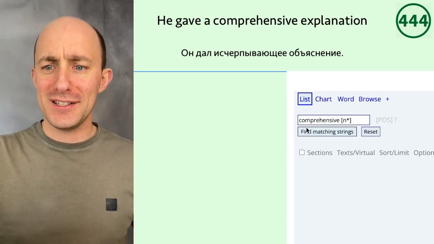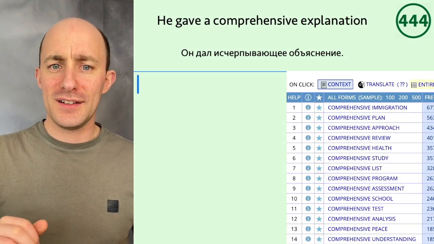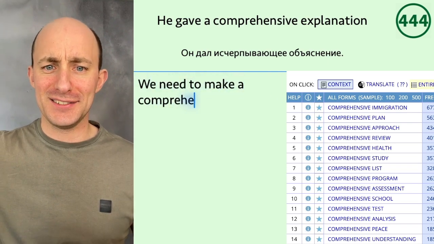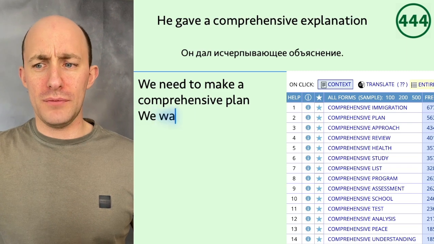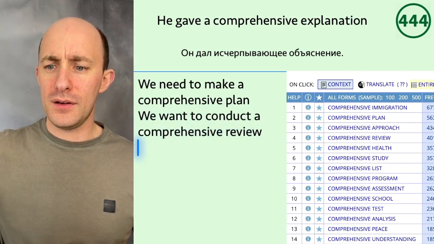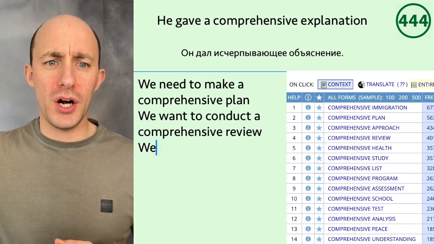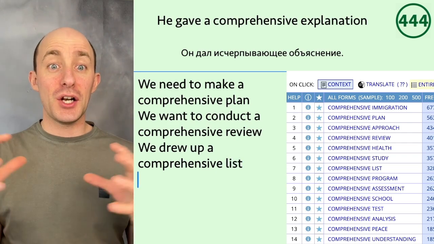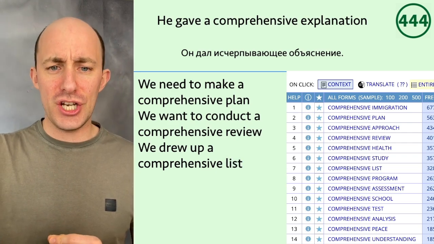A comprehensive. We need to make a comprehensive plan. We want to conduct a comprehensive review. We drew up a comprehensive list. So comprehensive includes everything. I think the opposite might be patchy.